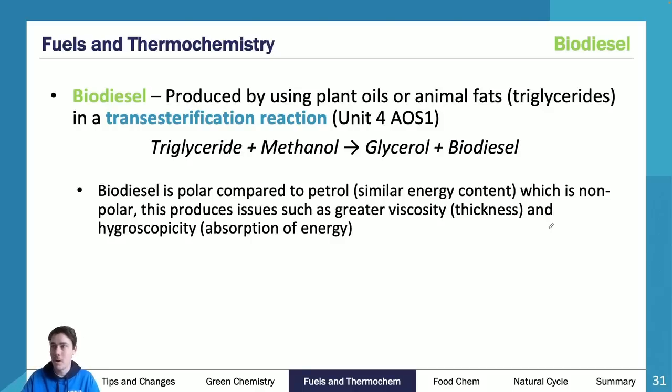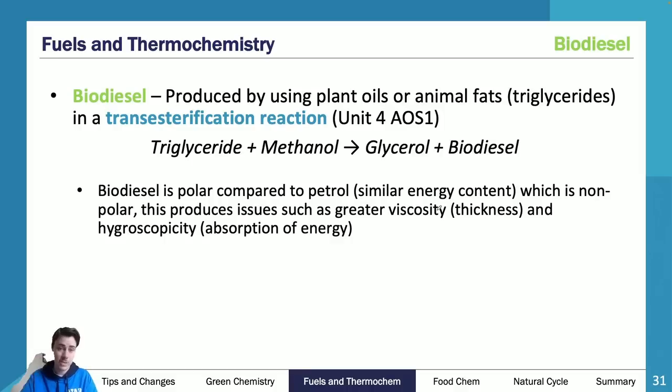But petrol being non-polar means that it has fewer intermolecular bonds. Something I said you should remember, you should know the strengths. It doesn't have hydrogen bonds, it doesn't have dipole, it just has dispersion. By having just dispersion, it's less likely to absorb energy and water. So I said hygroscopicity there, and I said absorption of energy. What I meant is the fuel absorbs water, and then that water in turn, when you combust the fuel, will absorb energy.